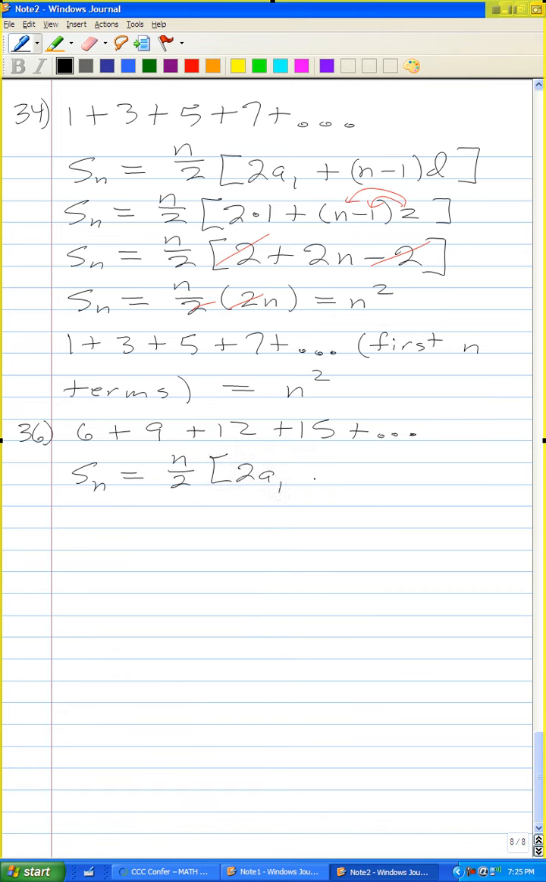series is just n over 2 times 2a1 plus n minus 1 d. In this particular case, the first term is 6. The common difference, well, to go from 6 to 9, add 3, so 6 plus 3 is 9, plus 3 is 12, plus 3 is 15. So the common difference is 3. Let me multiply the 3 inside the parentheses.